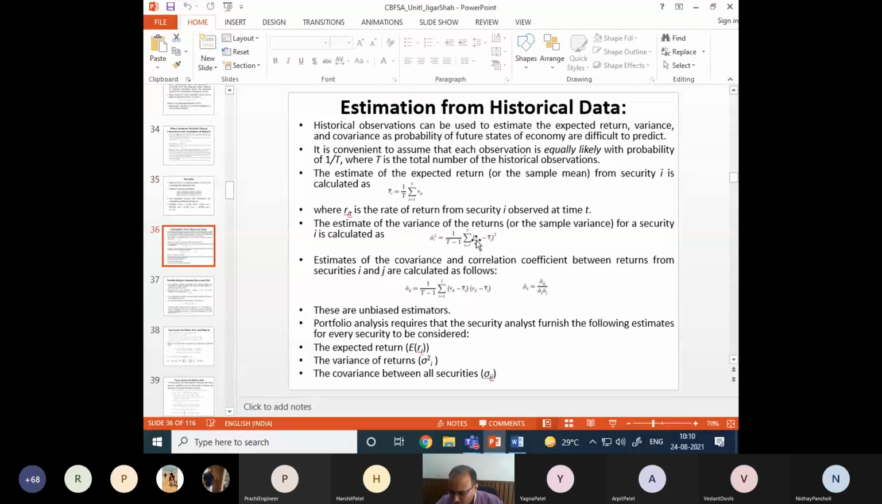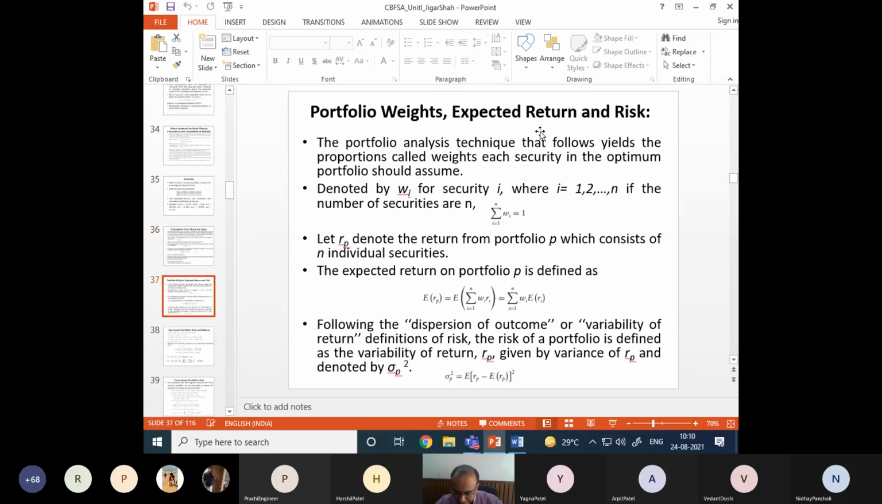Then we said that if we do not have the knowledge of the probability of the state of the economy, then what can we do? We can estimate the return, risk, and covariance or correlation coefficient from the historical data. And we have seen the unbiased estimators of the return, of the risk, and of the covariance, and hence of the correlation coefficient. So we have seen how to do it from the historical data.